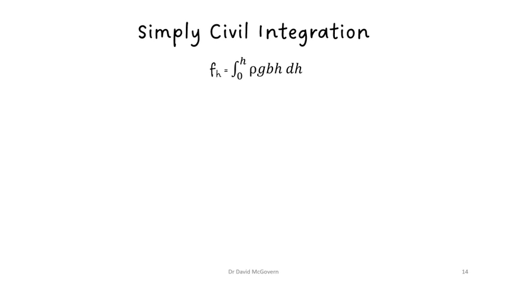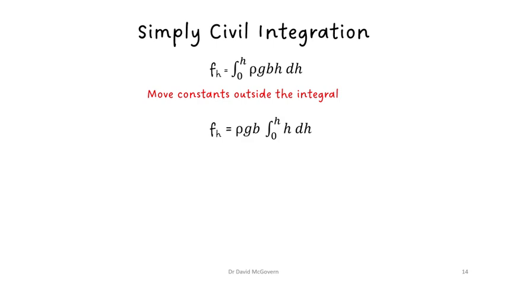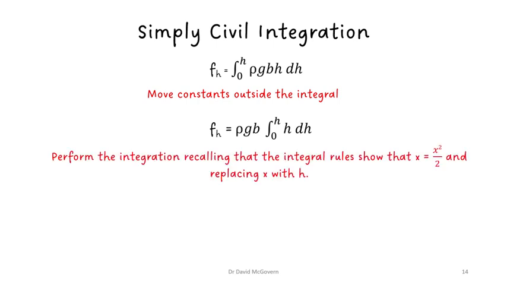Now, one of the other things is, well, how do you actually do that, maths? Well, the first thing you would do is you'd move the constants outside of the integral. So the constants here are the density and the gravity and the width, because it's a square shape. So we could put rho, g, and b on the left-hand side. And then we've got something that looks like that equation we had before, where we had x squared. And then we perform the integration.